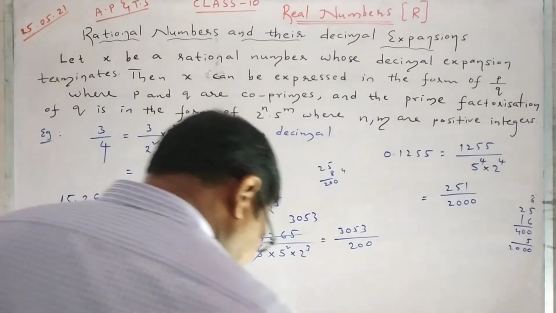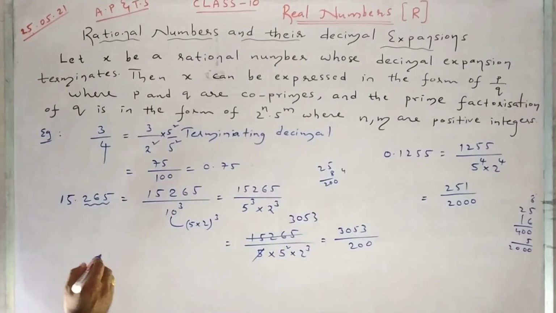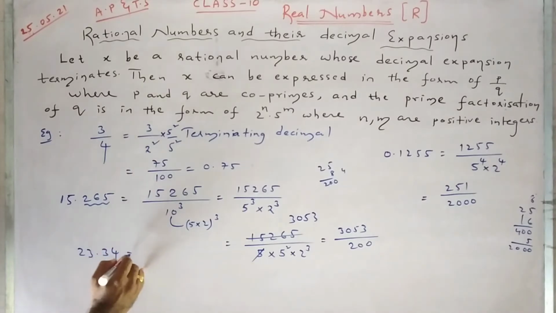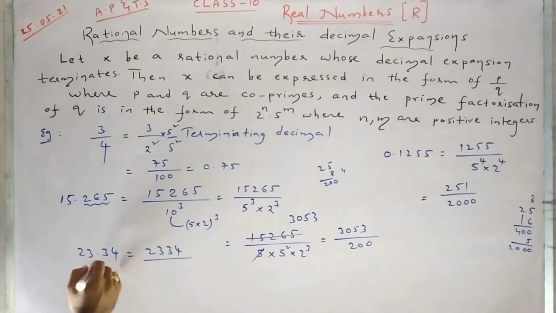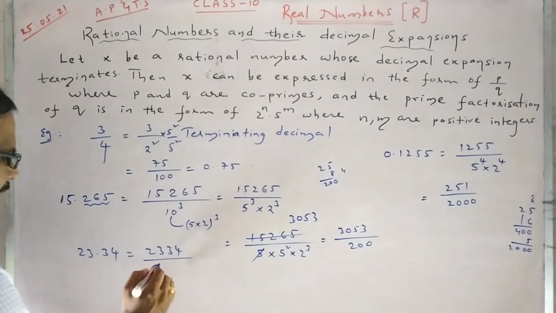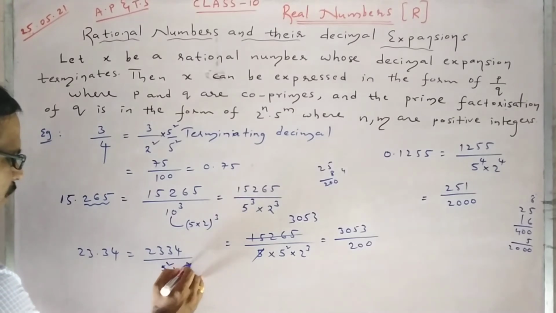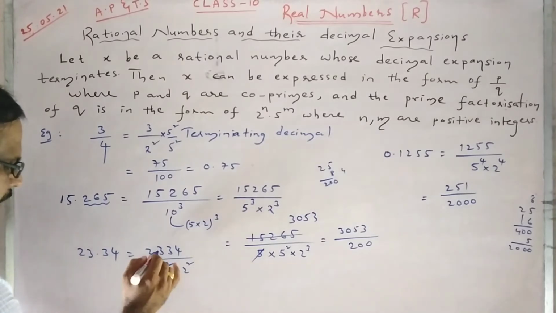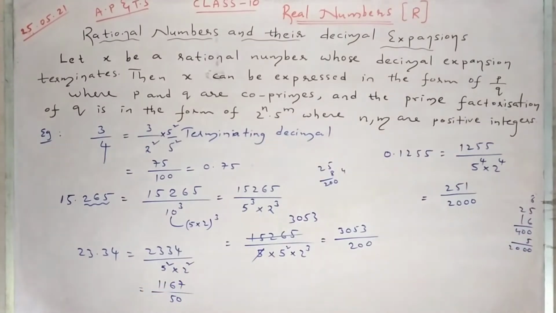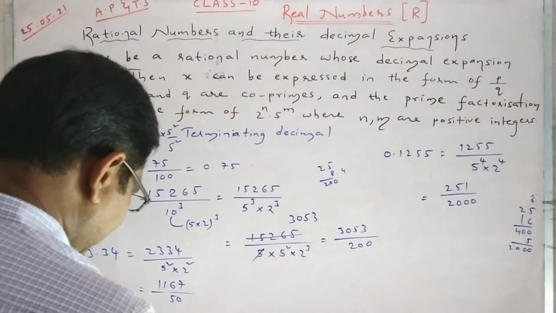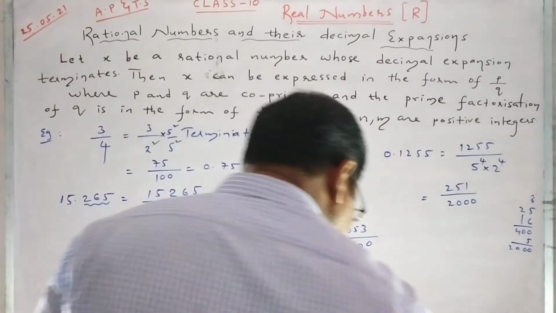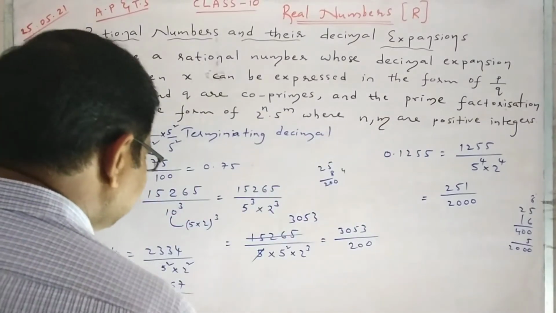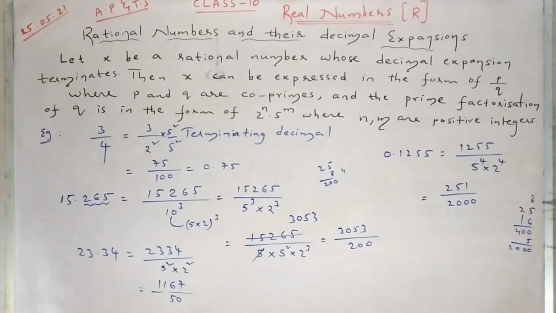Okay. Similarly, 23.34. Remove the decimal, by 100 we can write, 2 digits are there. How can we write 100? 10 square. So 5 square into 2 square we can write. With 2 you cancel it. By 25 2s are 50. That's all. No other cancellation. So when we are given a terminating decimal, we can express it in P by Q form. Okay.